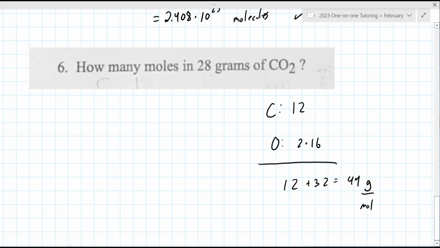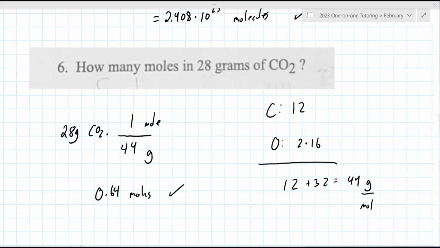So you start out by writing 28 grams. Okay, and if you want, you can put the CO2 in times how many grams are in 1 mole. Well, we just found it. It's 44 grams per mole. So you have to take that 28 and divide it by the 44. So it's 0.64 moles is your answer.